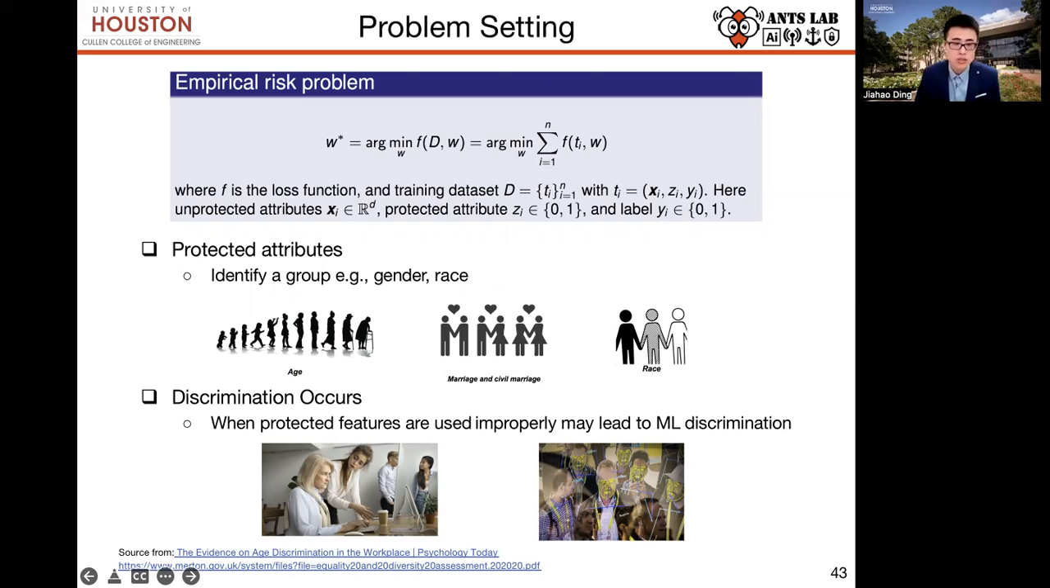What do protected attributes mean? Protected attributes are attributes that can be used to identify a group of people, like gender, race, or age. When the protected features are not used properly, they may introduce machine learning discrimination, for example in the job hiring system introduced at the beginning and in facial detection applications. To quantify the discrimination, we consider the most widely used fairness definition, called demographic parity.